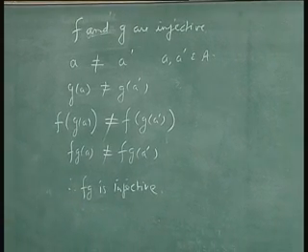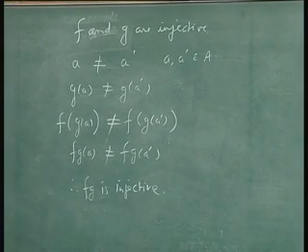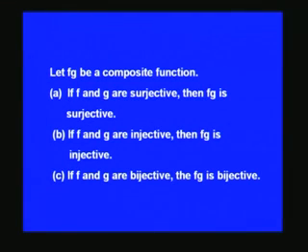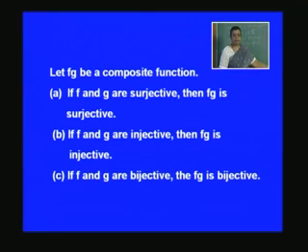That is the second part. If f and g are injective, then f g is injective. What is a bijective function? If a function is injective and surjective, it is bijective. So, from the first two parts, the third part will follow.